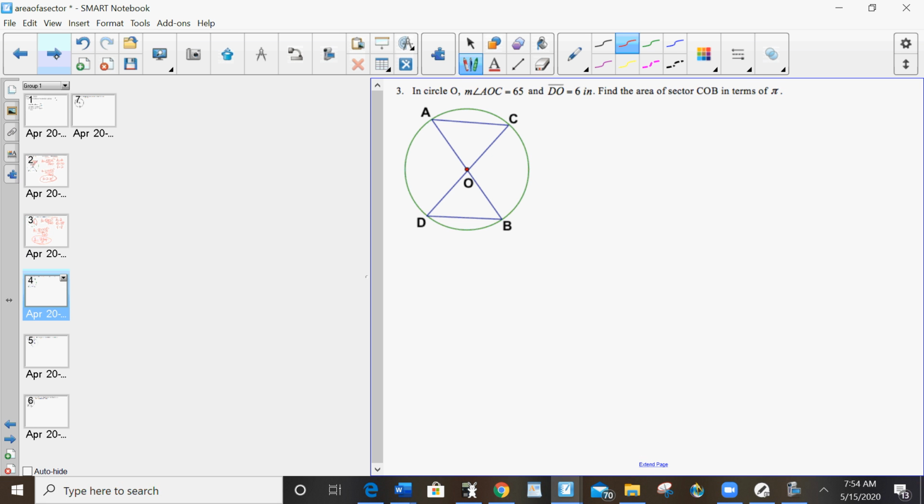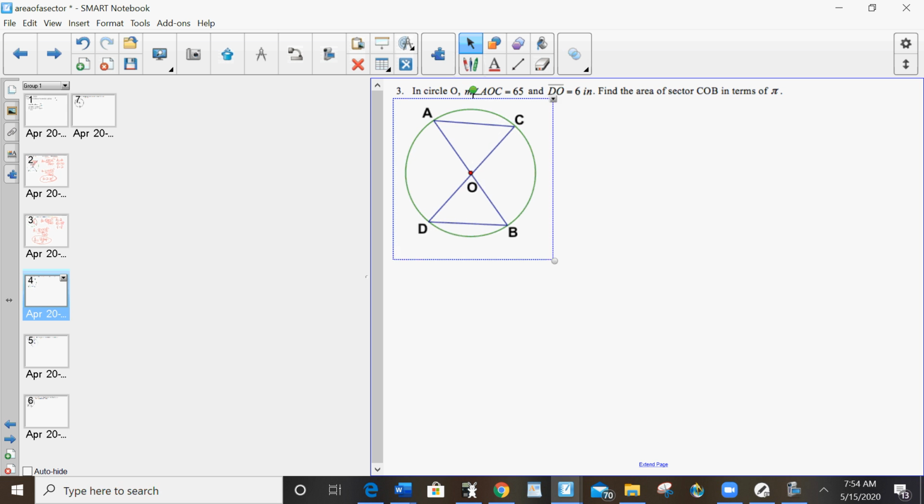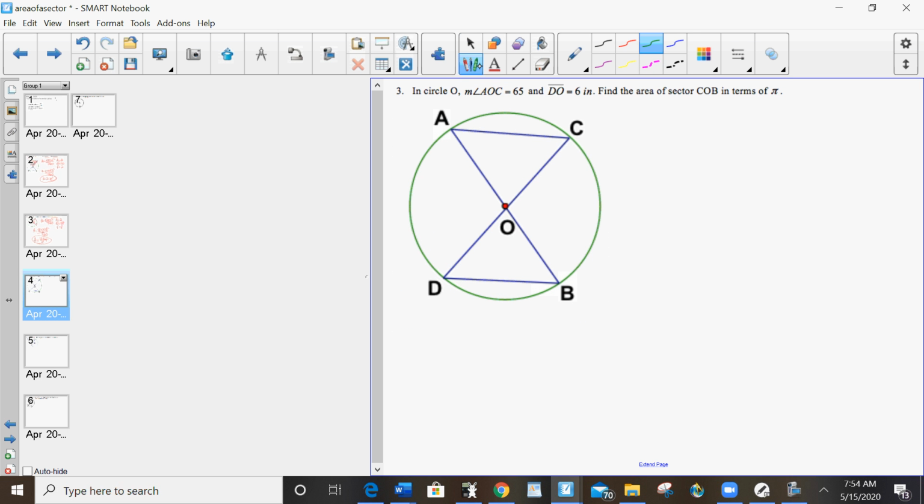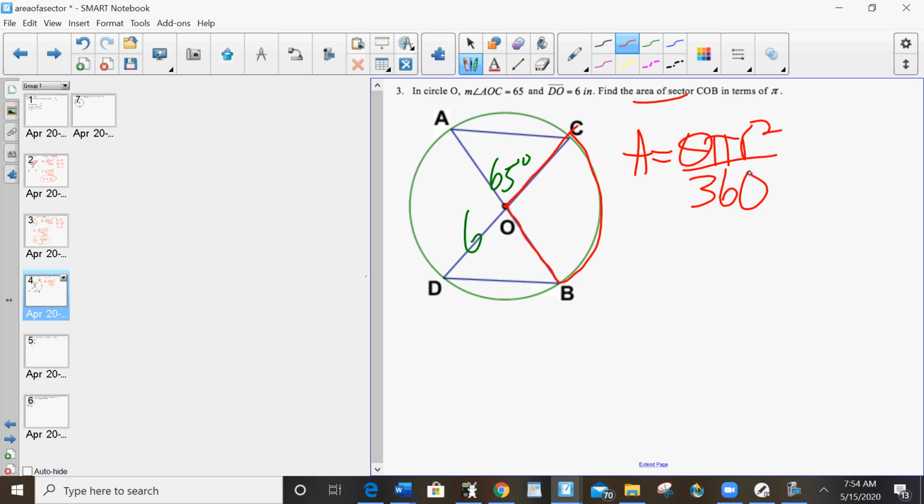Let's take a look at one with a little twist. So let's deal with that twist, and then that'll be it. AOC is 65. DO is 6. It's asking for the area of sector COB. Area of a sector, theta pi r squared over 360. A equals, theta equals, r equals. A is what I'm trying to find.